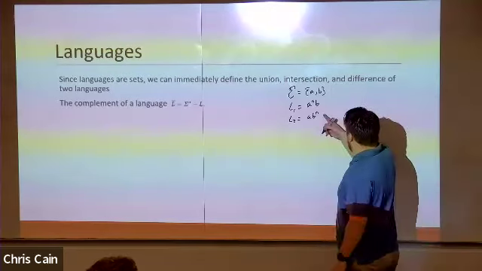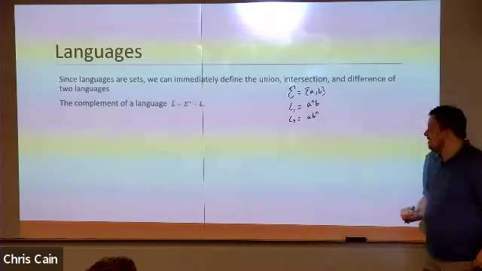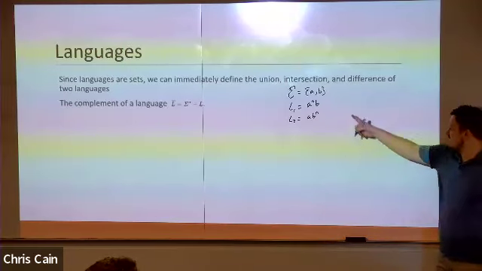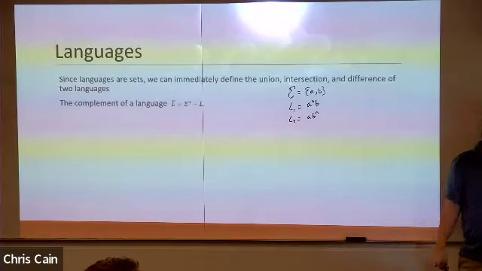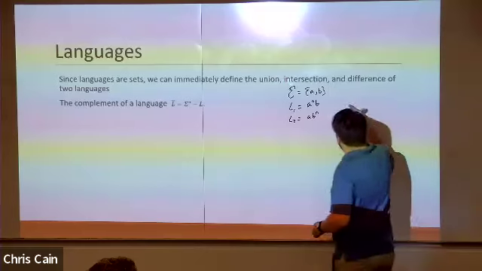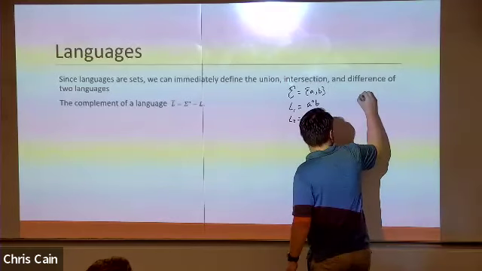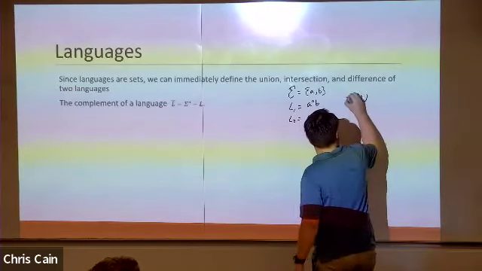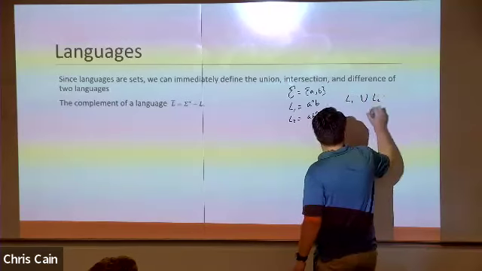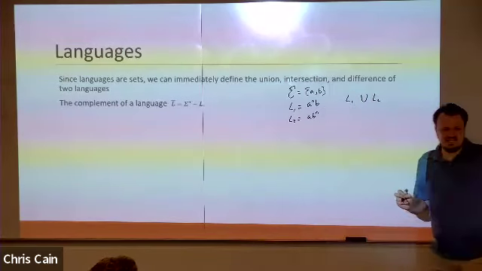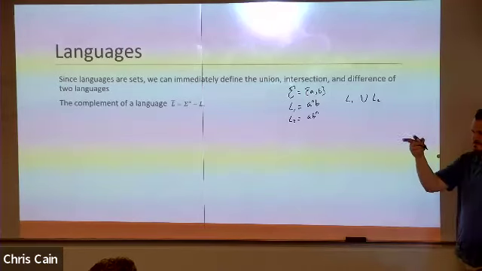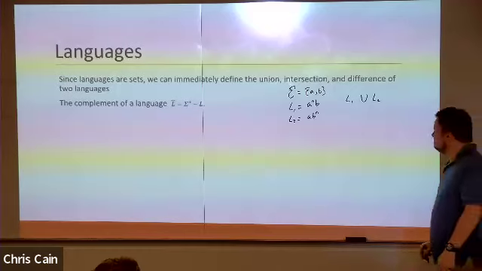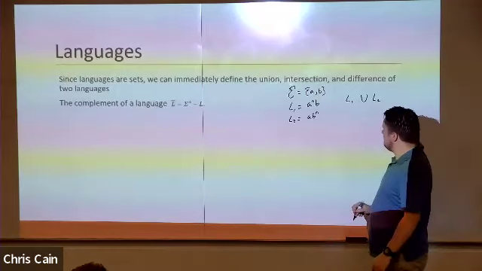So you could also find some way of specifying this in terms of set notation. So we're going to define this union as L1 union L2. Does anyone have any idea of how they would want to write this out? A to the N, B to the N. Is that always going to be the case?